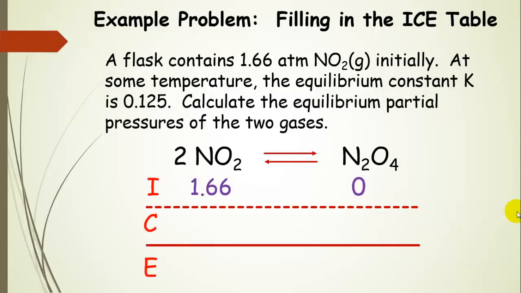So the first thing that you do is fill in your initial conditions. So this problem told us that we have 1.66 atmospheres of nitrogen dioxide initially. Notice that it didn't say one word about dinitrogen tetroxide. So that means it's 0. All right, so we just started off with nitrogen dioxide and 0 dinitrogen tetroxide. So if it doesn't mention it, if it doesn't give you an amount, then that means it's 0. Now, the big question is, what's going to happen now? How do we fill in the change line?